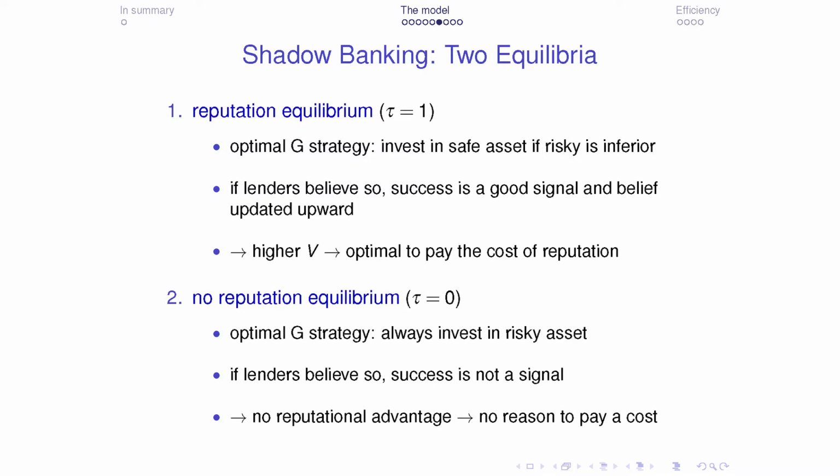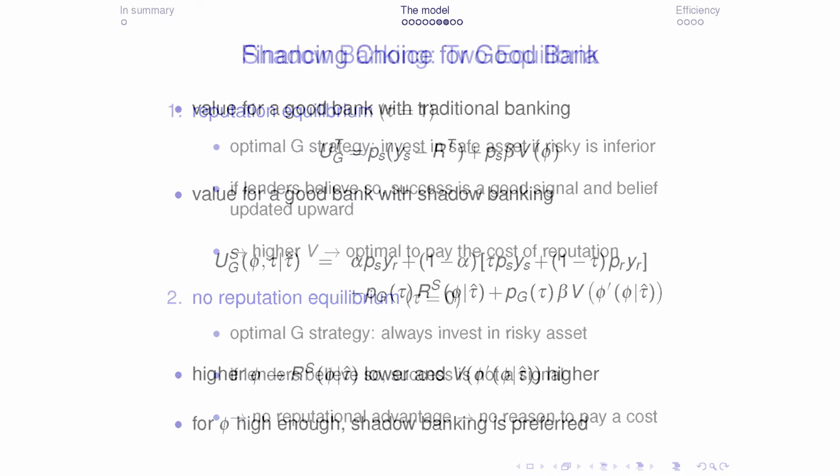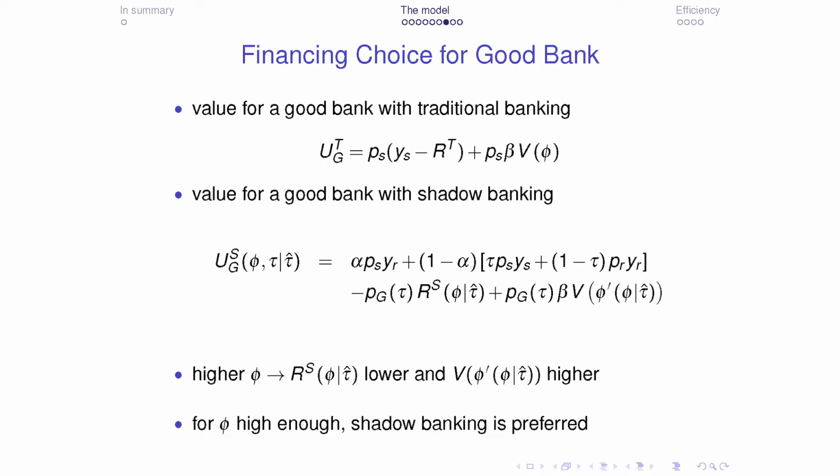Now let's go backward. We have the financing choice to make, knowing what is going to happen in the shadow banking system. This is the value of a good bank if it chooses to behave as a traditional bank. PS is the probability of success, this is the payoff if she succeeds, and this is the cost of repayment and financing, plus she gets the continuation value from the belief that is not going to be updated. It's just constant, but still there.